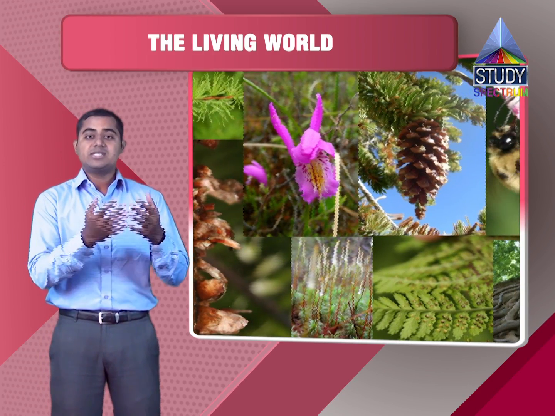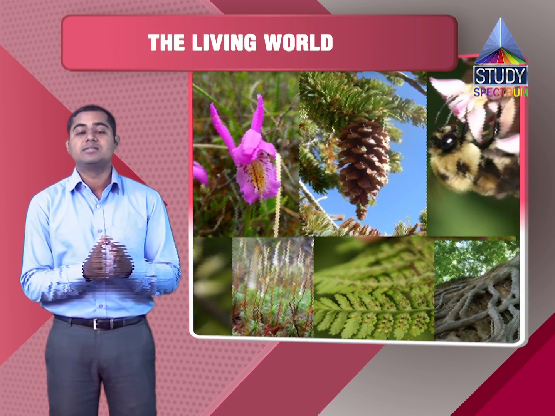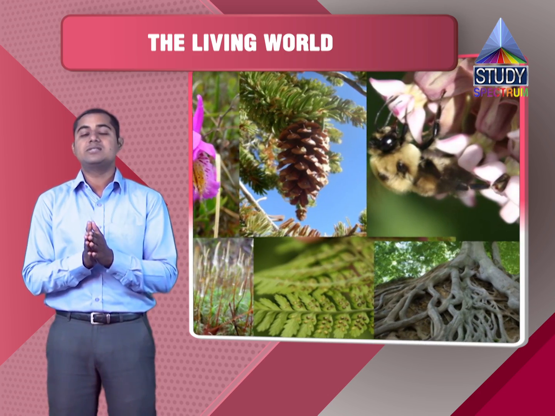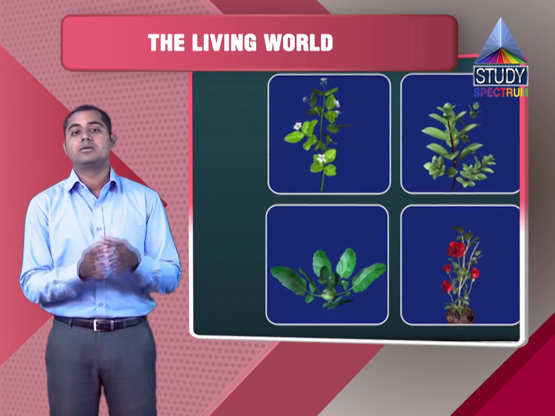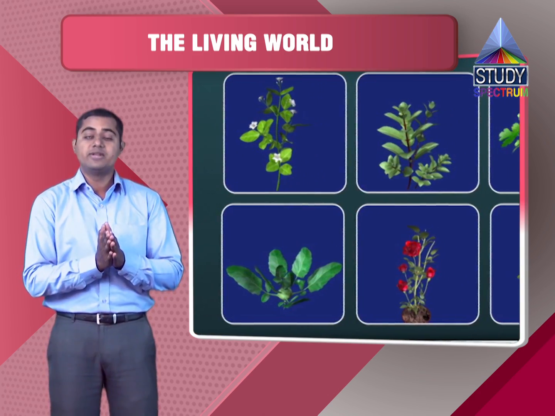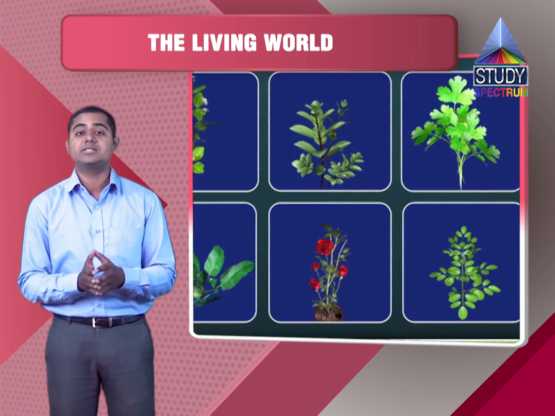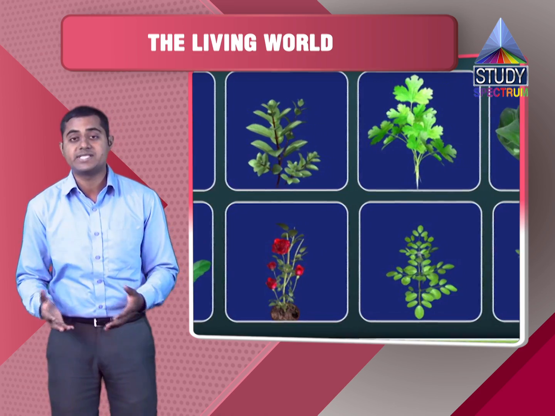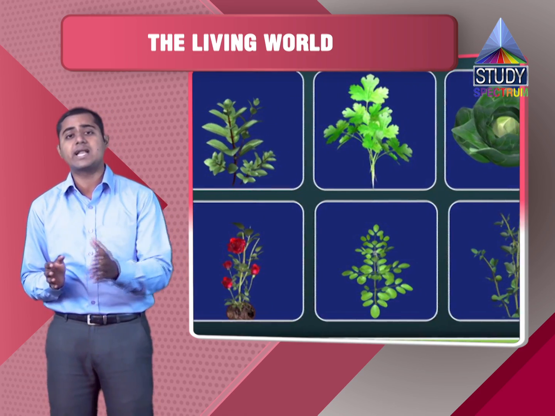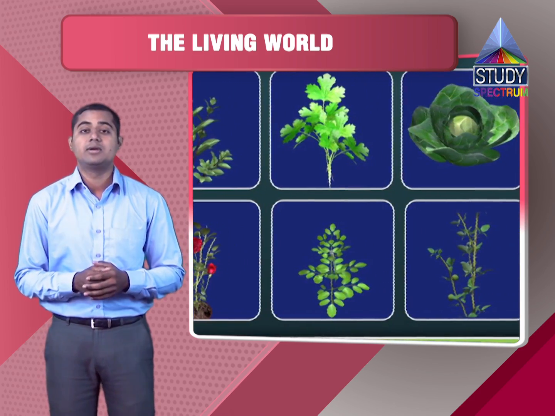Now these divisions consist of different classes. One single class consists of different orders. One order consists of different families. One family consists of different genera, and one genus consists of different species. This is how this hierarchical system is there.